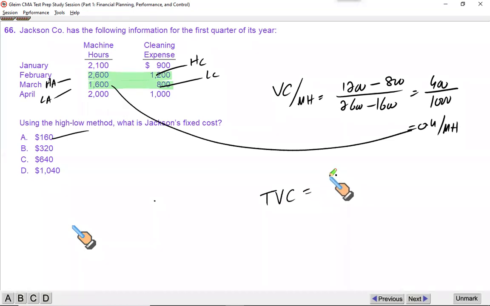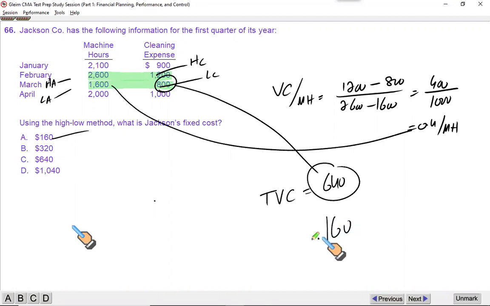0.4 multiplied by 1600. So your total variable cost comes out to be 640. Whereas your total cost at this level is 800. So the difference between the total cost and total variable cost would be the fixed cost. And that is 160. Yes, excellent. 160 your fixed cost. So that makes A to be the correct option.